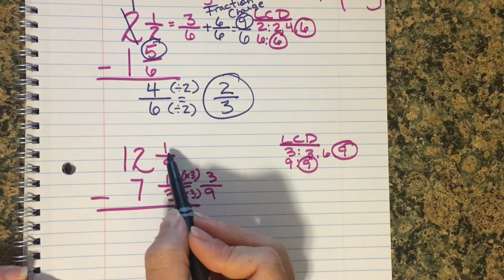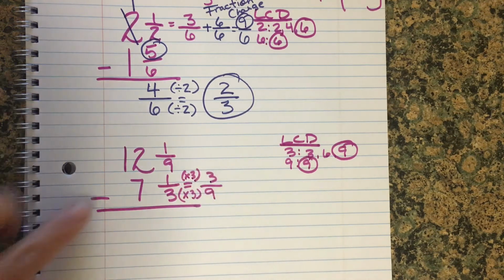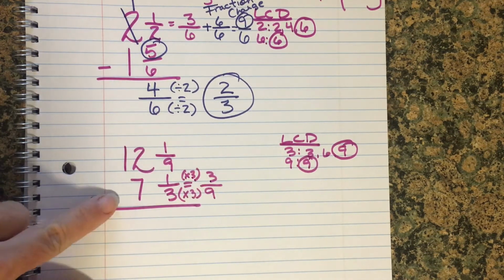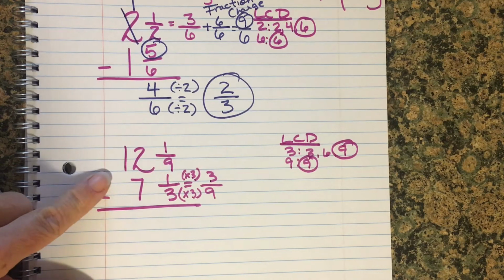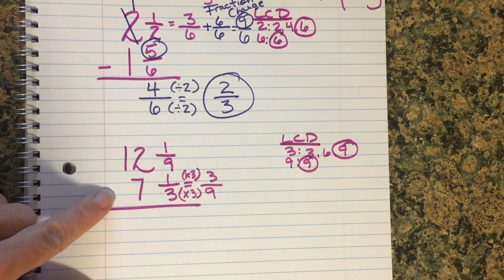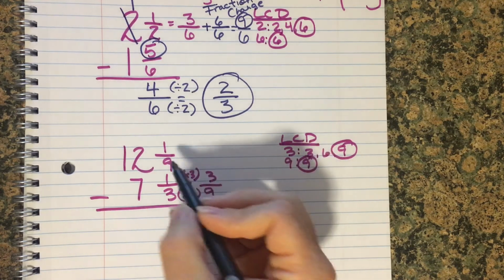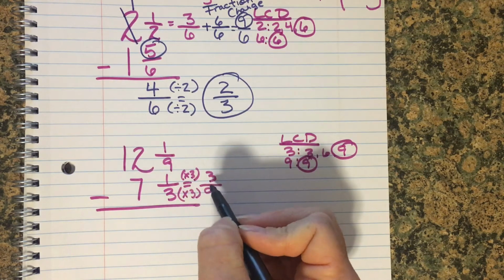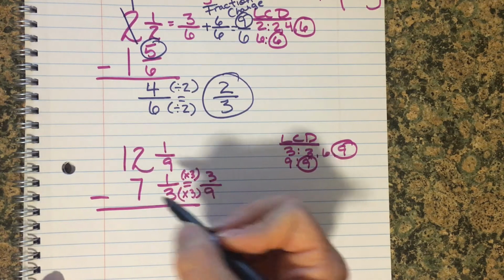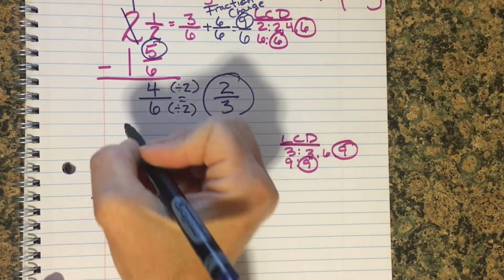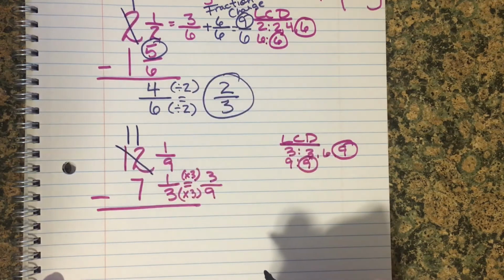Now I'm stuck. I can't do 1 minus 3. And this is why when we start adding and subtracting mixed numbers, I always tell my students not to touch the whole numbers until you get to the last step, because sometimes you have to do this renaming process. So I can't do 1 minus 3 here because 1 minus 3 is -2. I've got to go to the 12 and take 1. This is just like borrowing when you're subtracting.